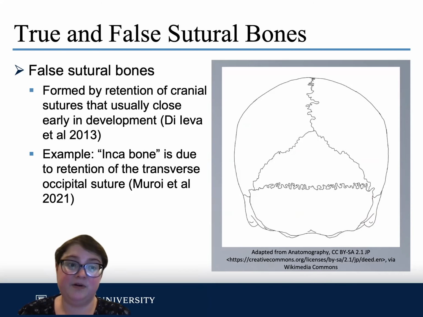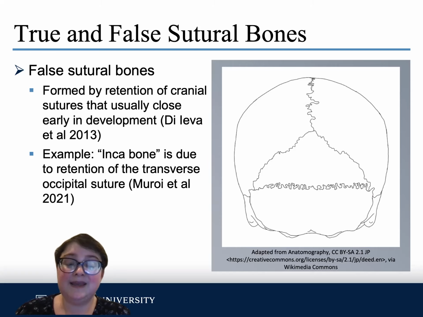The second type of false sutural bone is formed from retention of a cranial suture rather than the presence of an extra center of ossification. It can be difficult to identify these false sutural bones as they are often associated with sutures between ossification centers that close very early in development. Osteologists who are not trained in embryology may struggle to identify these bones.